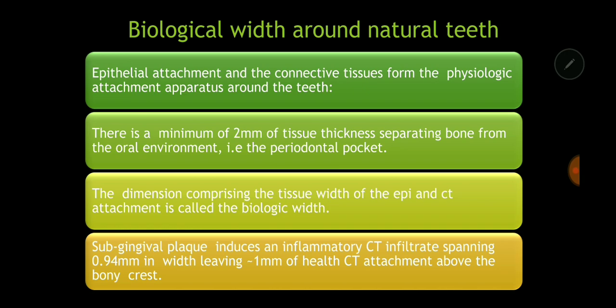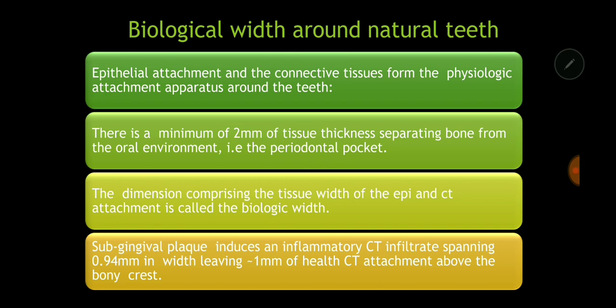Now, you have to know that around the natural teeth, the epithelial attachment and the connective tissues form the physiological attachment apparatus. Both epithelial and connective tissues form the physiological attachment around the teeth. And there is a minimum of 2 millimeters of tissue thickness separating the bone from the oral environment, and that's the biological width. The dimension comprising the tissue width of the epithelial and connective attachment is called the biological width.